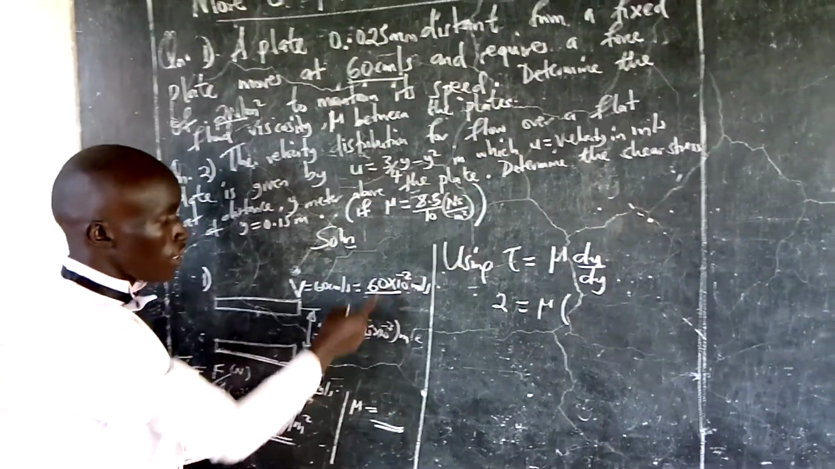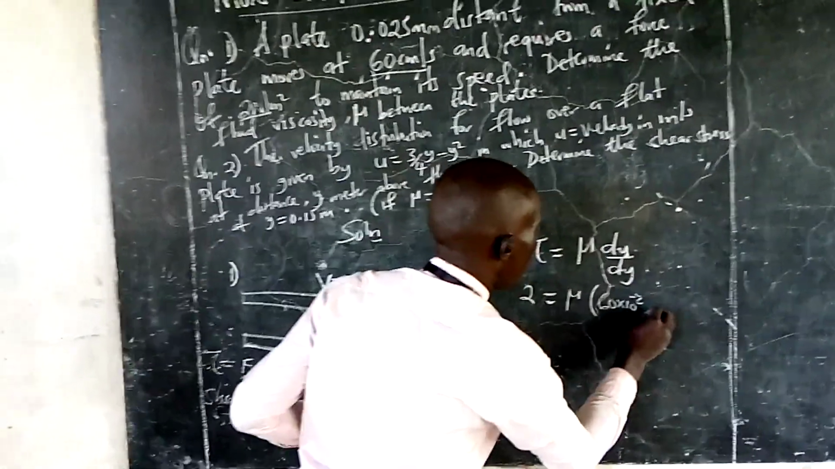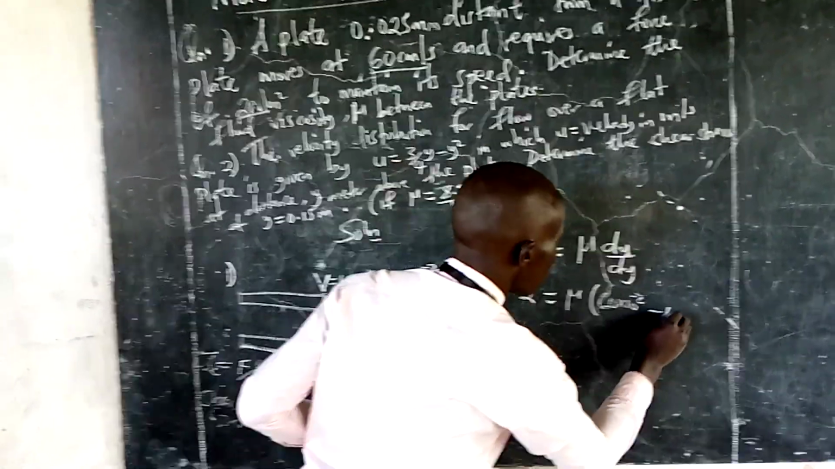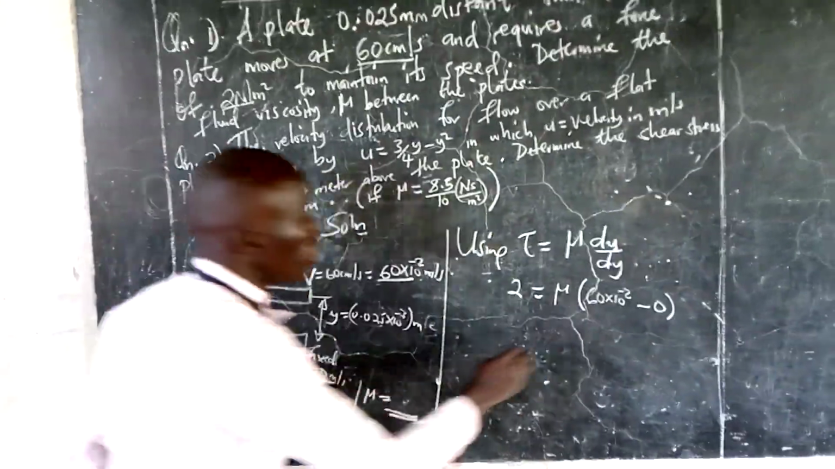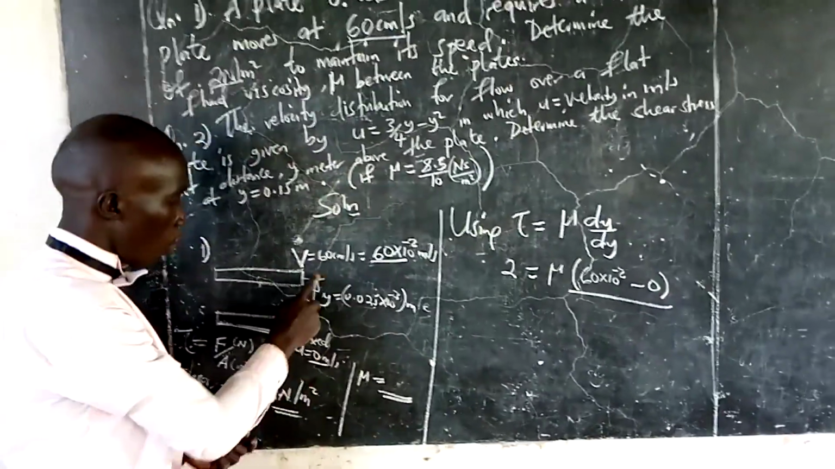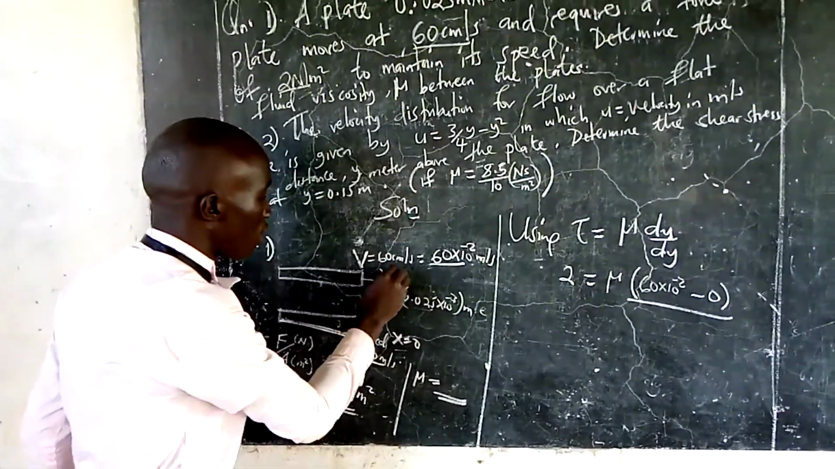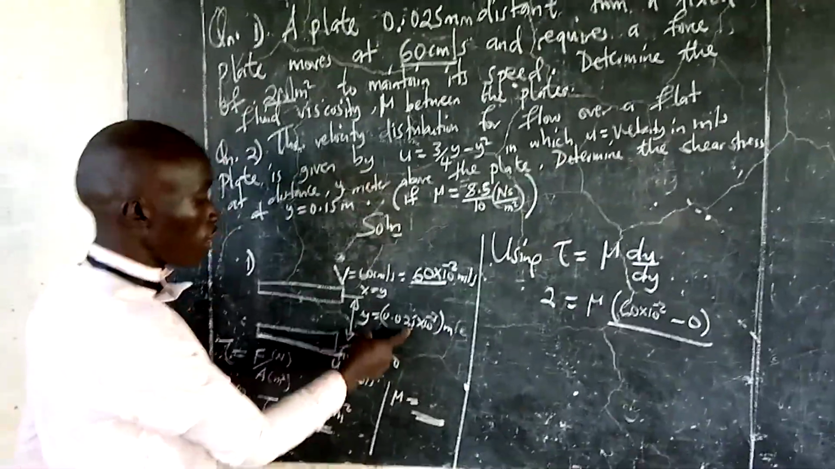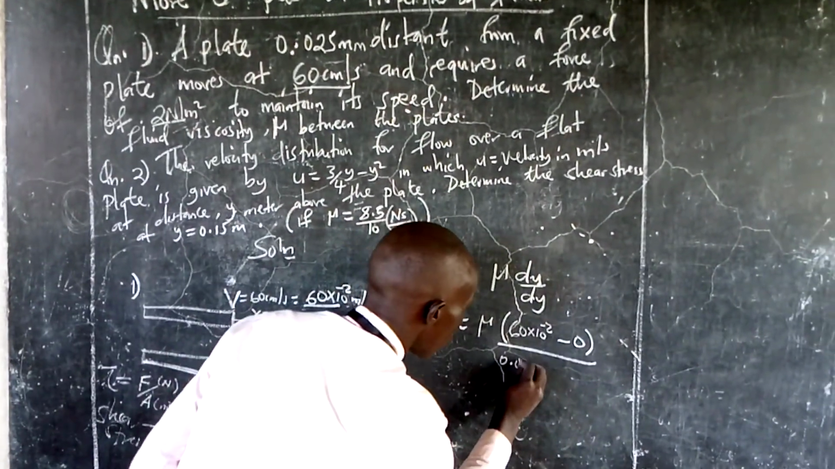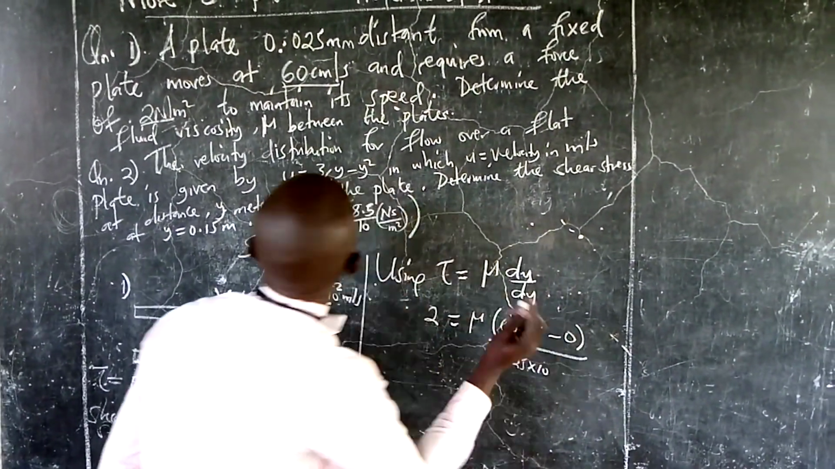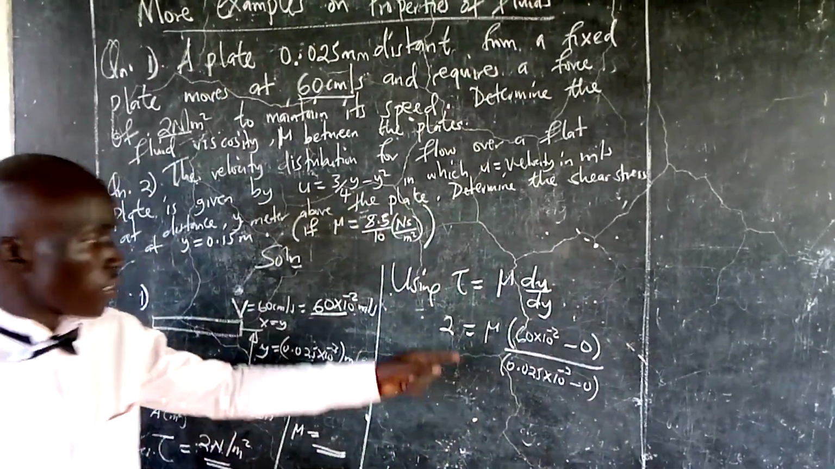So what is v? v is this one here. So it's going to be 60 times 10 power minus 2 minus 0. That's the change in velocity. Then we're also getting dy, the change in the y distance. Here since it's fixed, that means our x is 0. Our y here is this value here. So we subtract here, so it's going to be 0.025 times 10 power minus 3 minus 0. I'm subtracting because that's change.